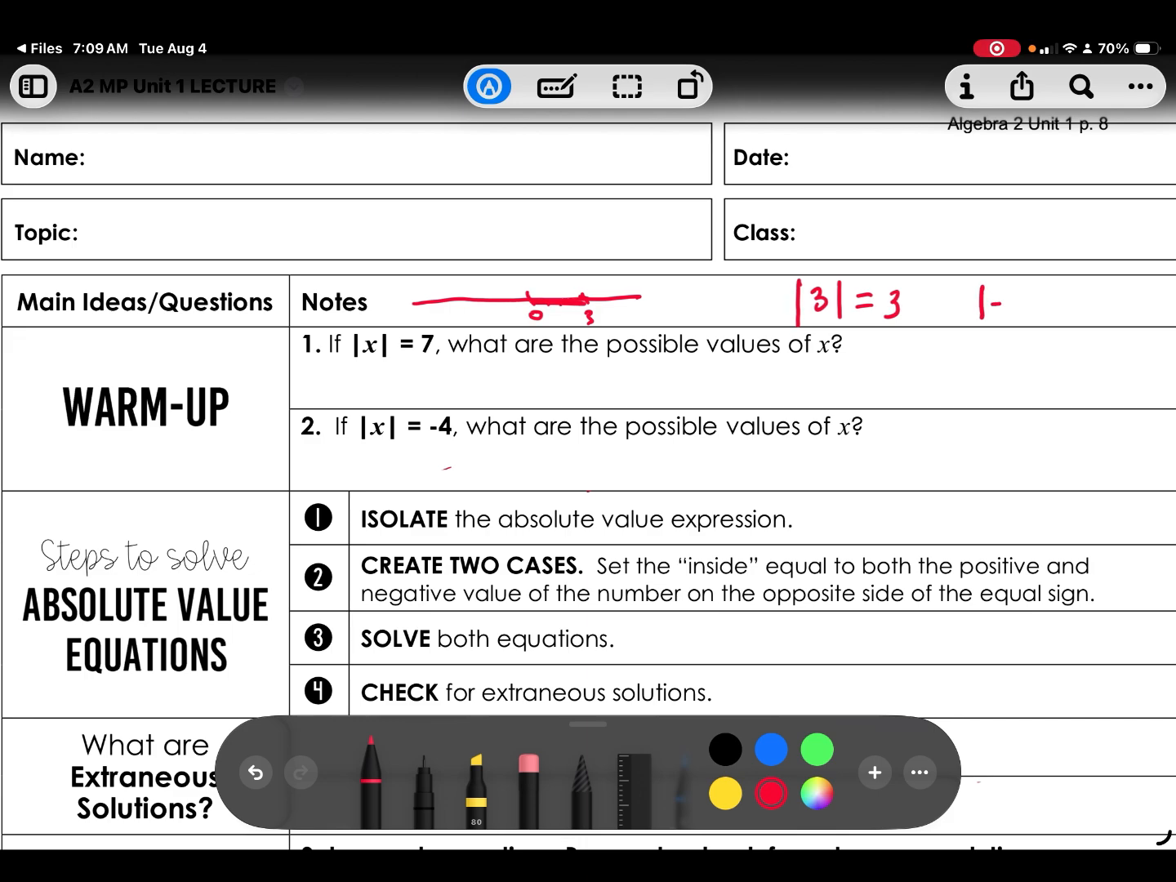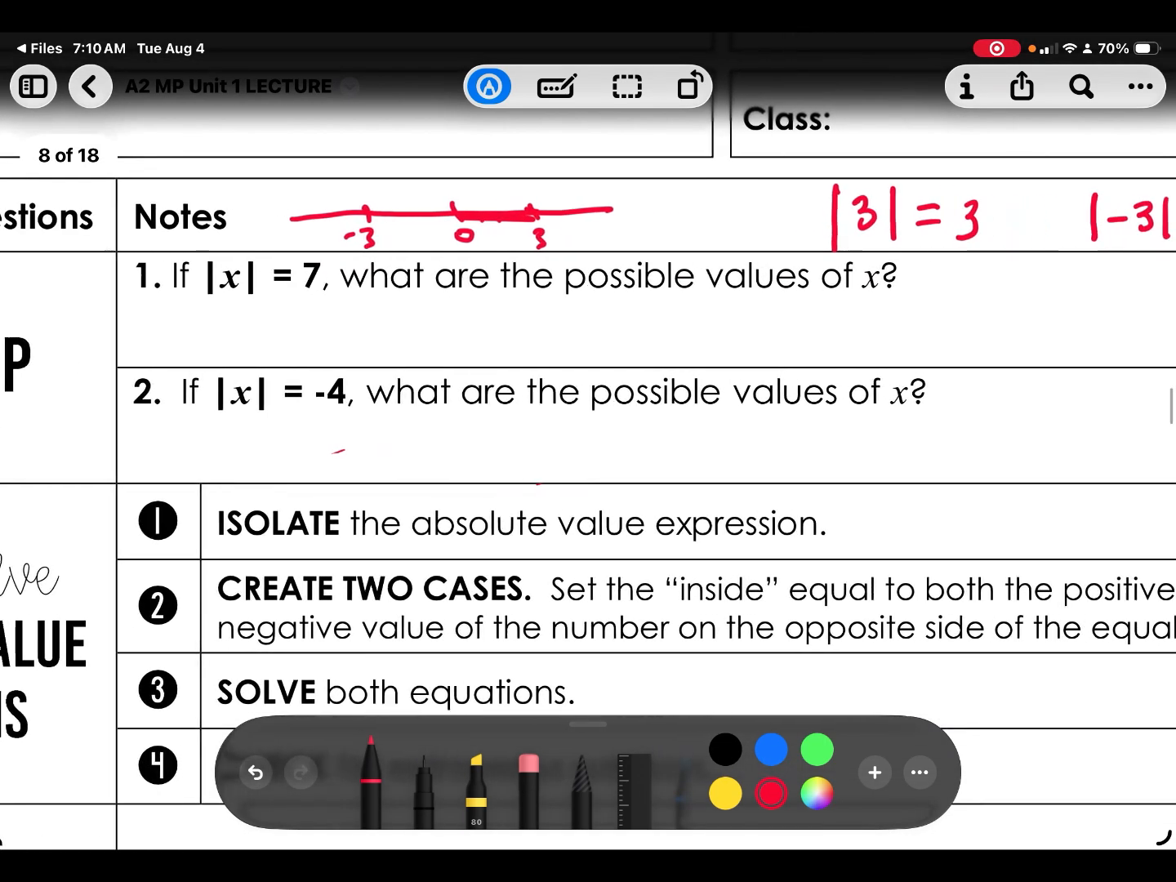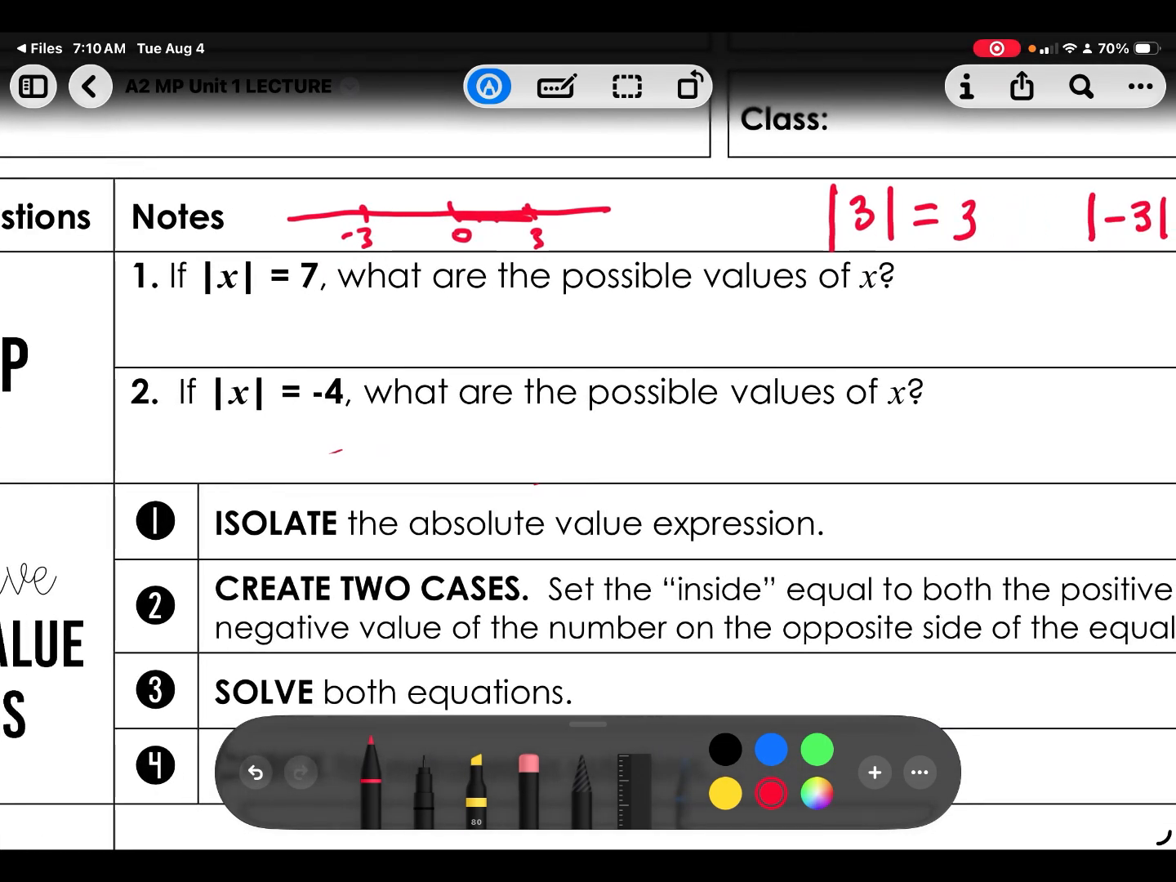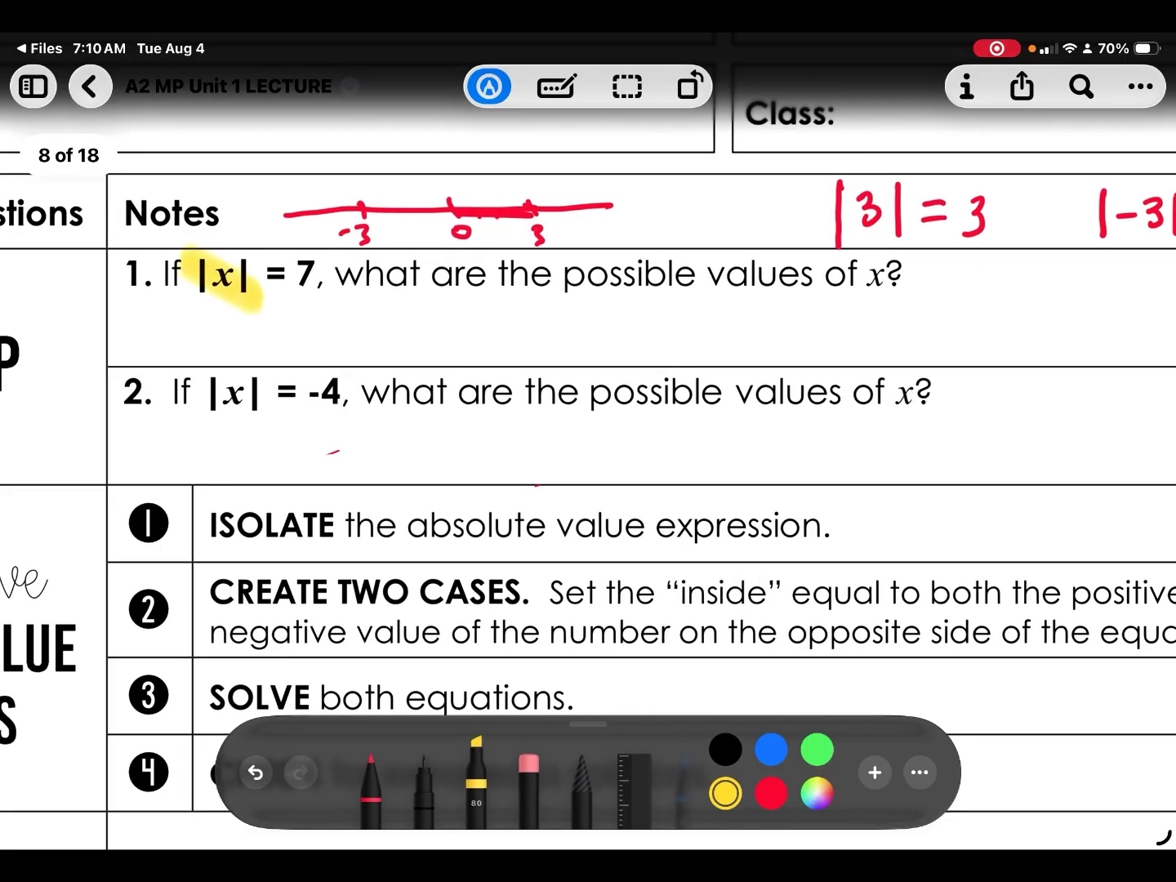Similarly, if we have the absolute value of -3, well, that'll be over here, but absolute value is still telling us how far it is from 0, so it is always positive because distance is always positive. So absolute value will always be a positive number because it's telling us the distance of how far a number is from 0. So in this warm-up, we have if the absolute value of x equals 7, what are the possible values of x?